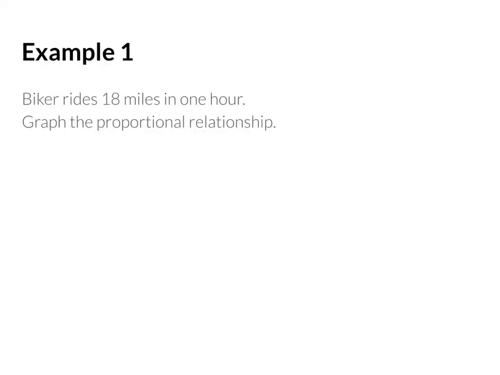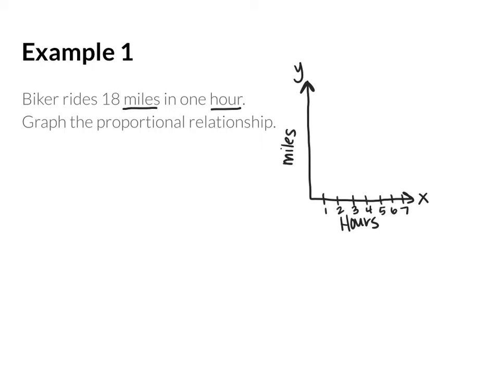Here's our first example. A biker rides 18 miles in 1 hour. Graph the proportional relationship. Here's my coordinate plane. X-axis, y-axis. We first need to determine what we're comparing. In this scenario, we're comparing miles and hours. One of them is going to affect the other. How many hours the biker rides is going to affect how many miles he travels.